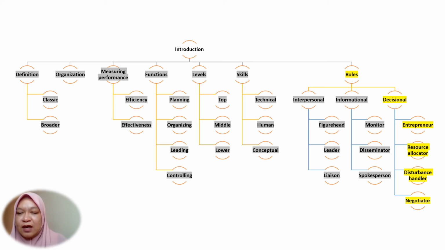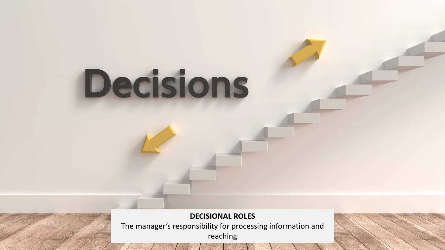And the last one is decisional roles. Under decisional roles, we have entrepreneur, resource allocator, disturbance handler. Let's see what decisional roles mean. It is the manager's responsibility for processing information and reaching decisions. So as a manager, you also need to play a decisional role. You have to make decisions for your organization.